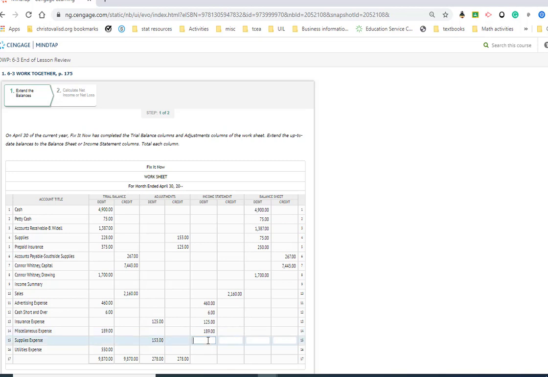And again, on a supplies expense, it's not in the trial balance. It came through the adjustment, and it's in the same column as our normal balance. We're going to go ahead and add, 153. And our utilities expense was $550.